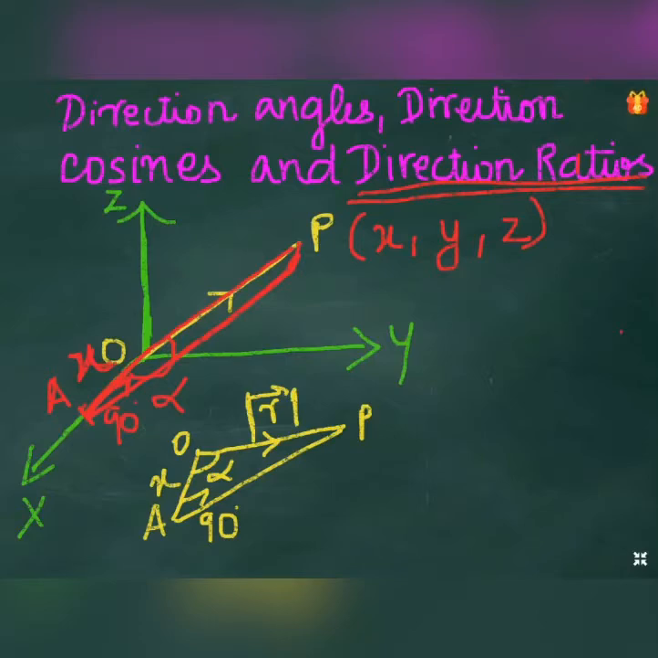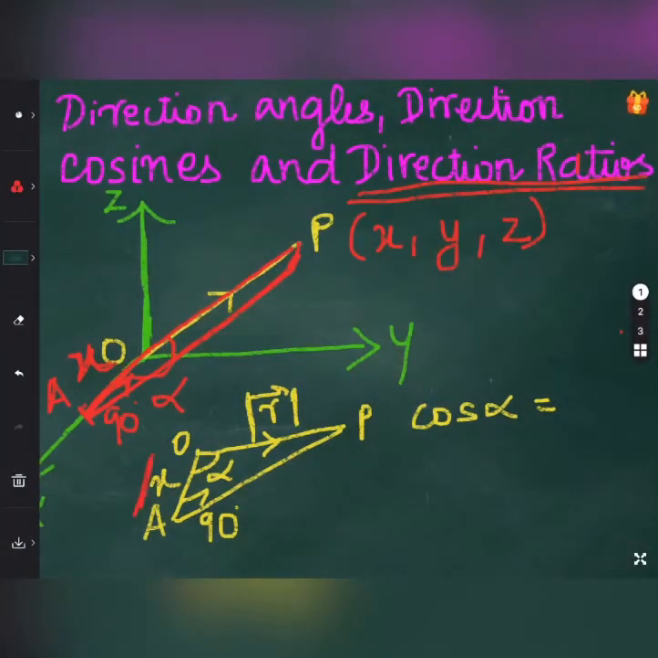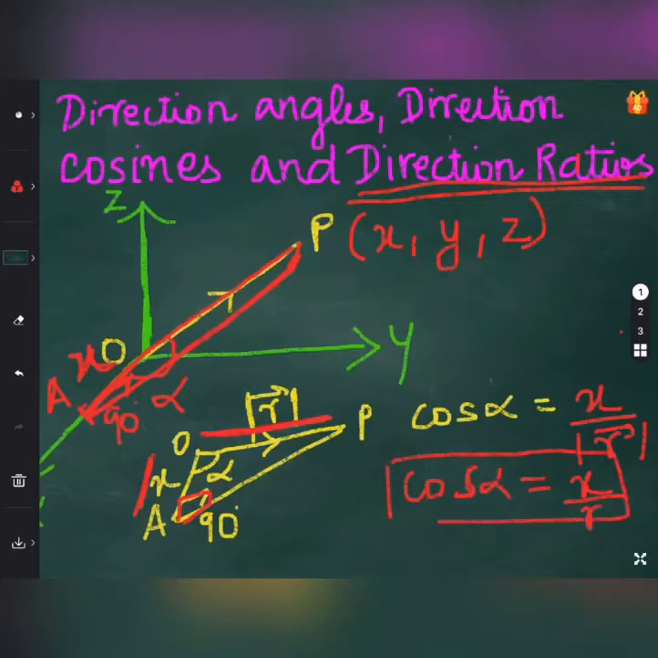So if we take cos alpha, this is adjacent to angle alpha, by hypotenuse, and this is hypotenuse, opposite to the 90-degree angle. So cos alpha is equal to x by magnitude of r, which is x by r. Let us take this as equation 1.